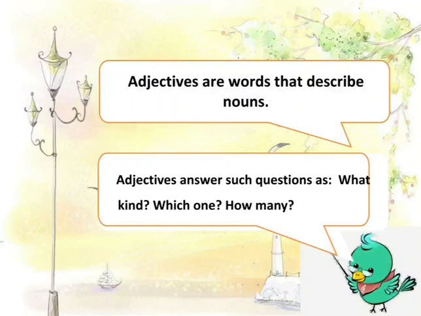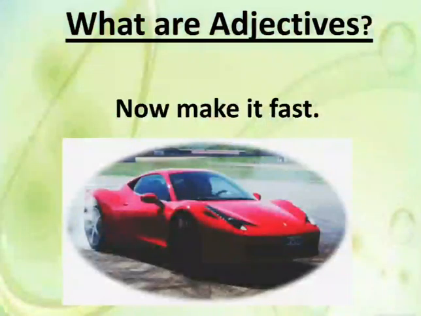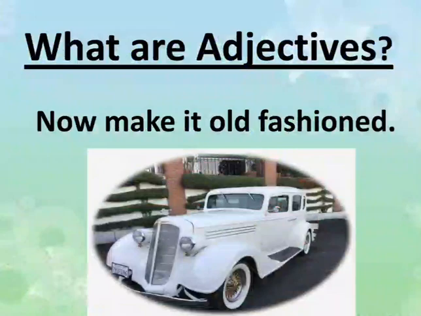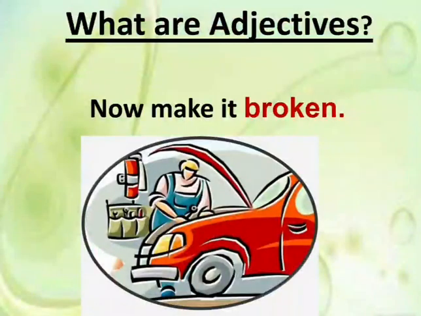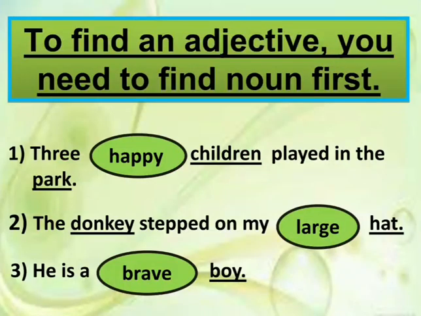Let's see some examples to make this more clear. Now picture a car in your mind. Do you have an image in your mind? Now make it red. Now make it fast. Now make it old-fashioned or an antique car. Now make it broken. As you saw in all these examples, the adjectives red, broken, fast, old-fashioned are describing the noun car. So basically an adjective describes a noun or a pronoun. So to find an adjective, you need to find the noun first.